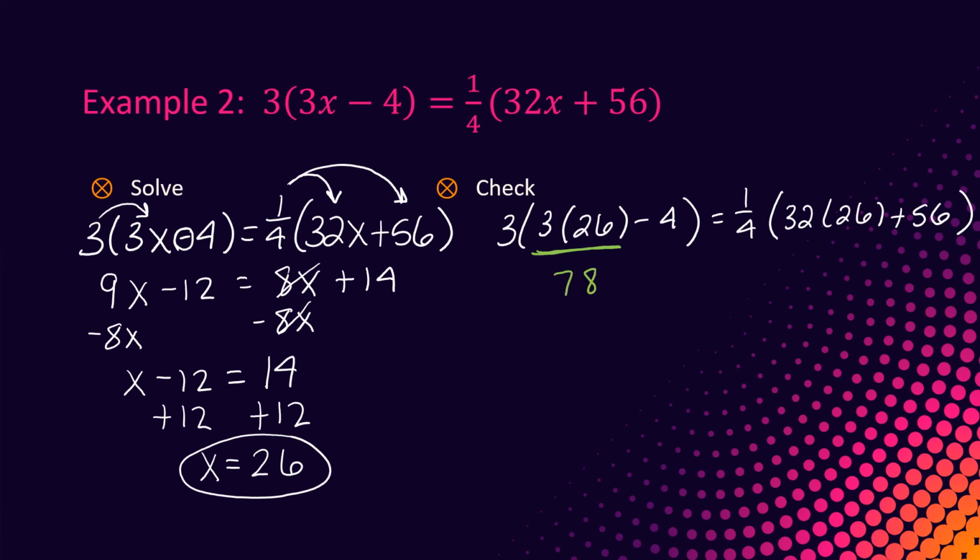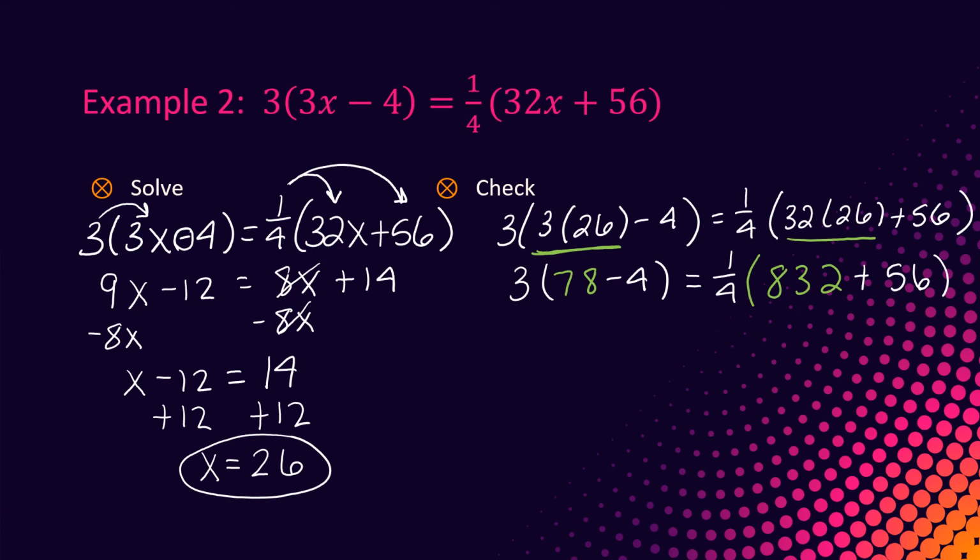And everything else on that side is going to stay the same. Then on the right-hand side, I am going to do that 32 times 26. That's going to get us quite a large number, 832. Nothing to worry about because we do have that times 1/4 out front. So that's going to get us a pretty small number there. Well, not very small, but a smaller number.